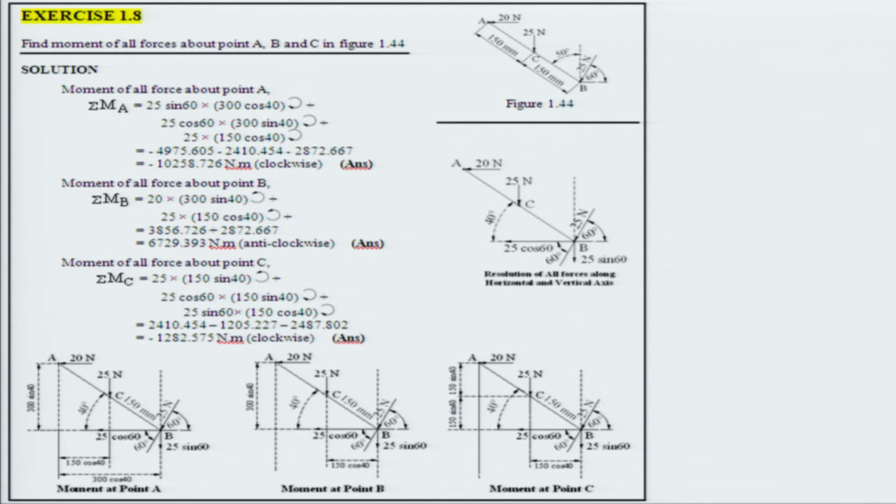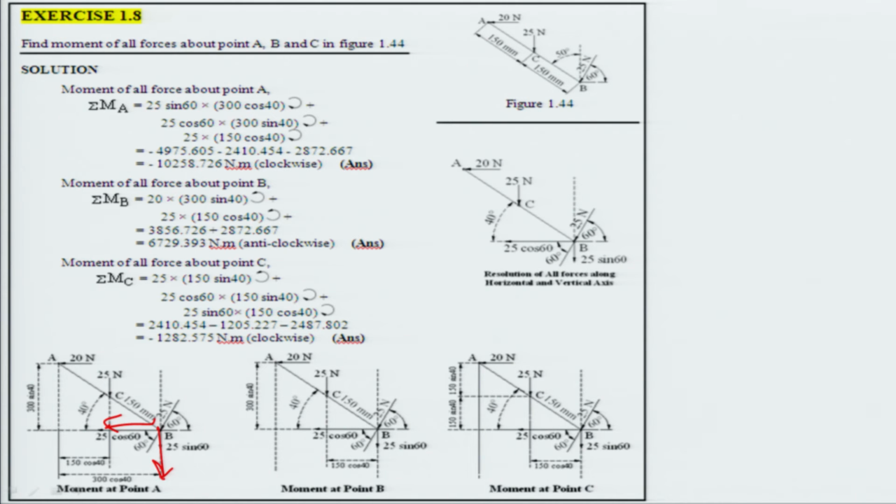This is a horizontal force, no need to resolve. This is vertical, no need to resolve. This is an inclined force of 25 Newton at an angle of 60 degrees. That is why this force needs to be resolved into two directions, this component and this component. So the moment at point A will be calculated.